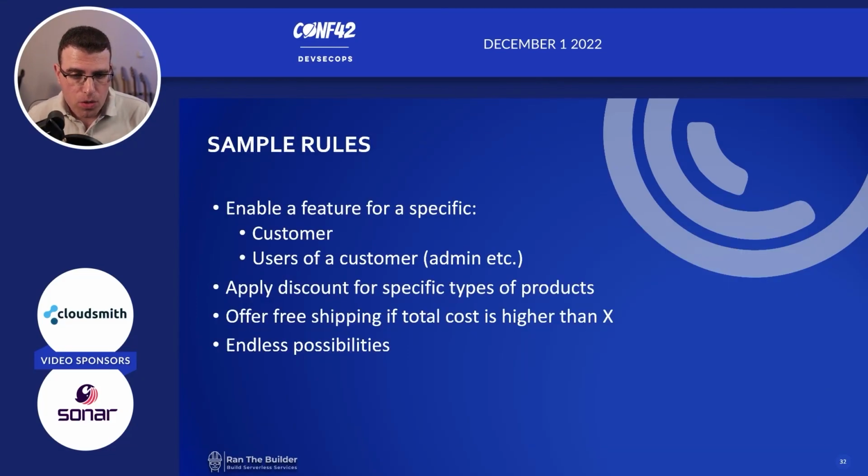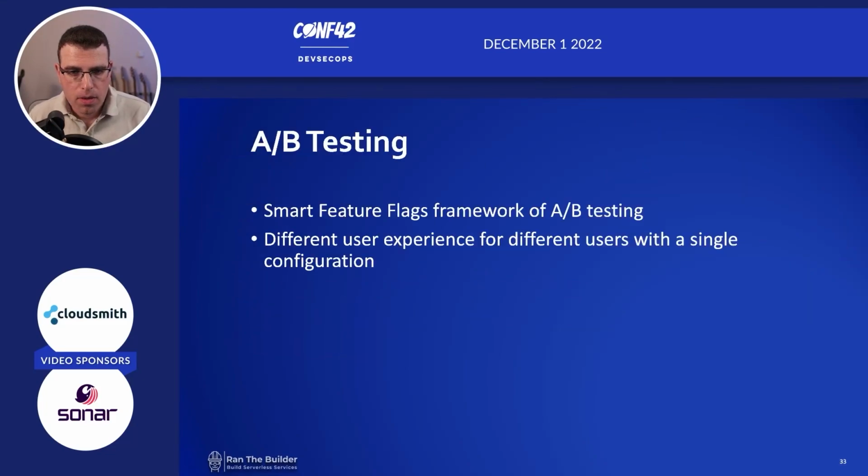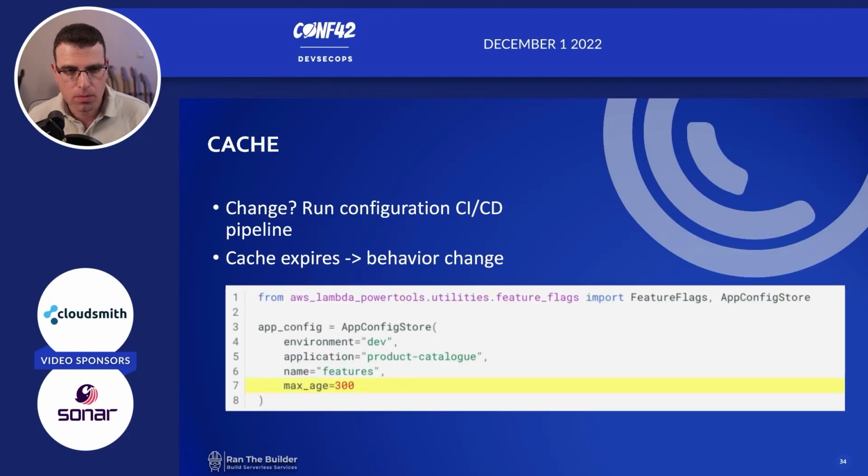So you can use this for all sorts of sample rules. You can enable it for a specific customer, maybe an admin of a customer, apply a discount for specific types of products, offer free shipping if the cost is higher than some number. You can have so many possibilities here, and it's very flexible. So like I said, we're going to use it for A/B testing, and you can have different user experiences for different users with just one single configuration, which does not change.